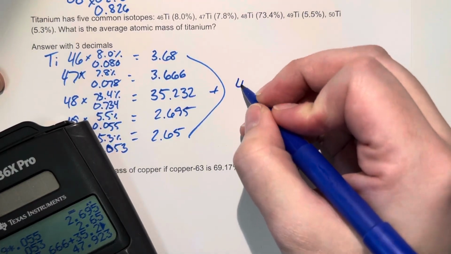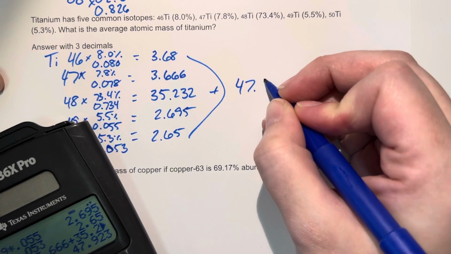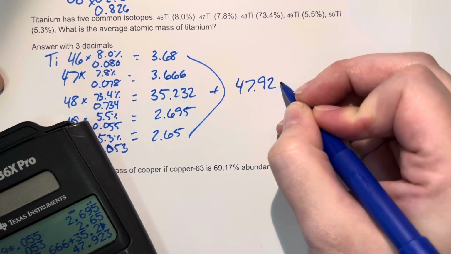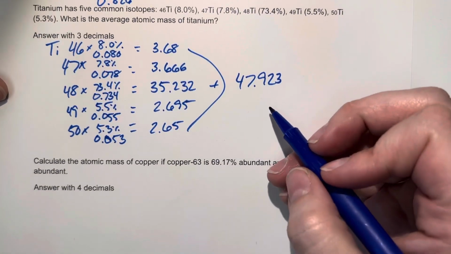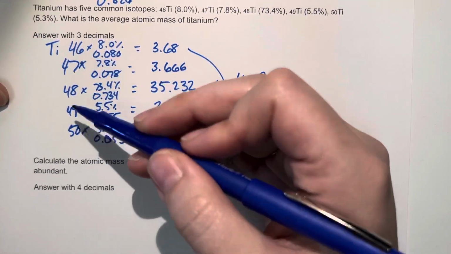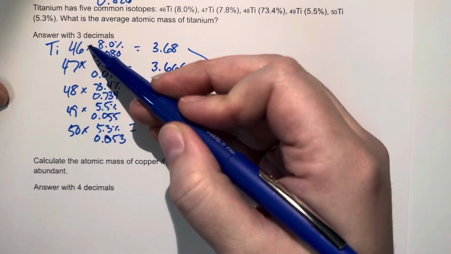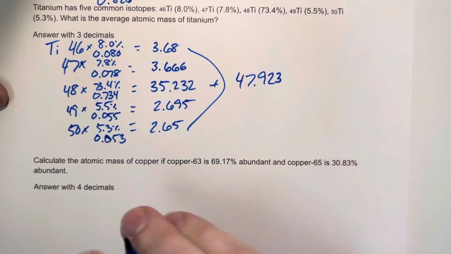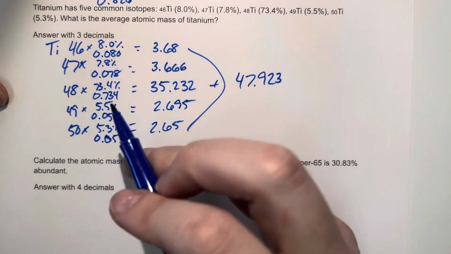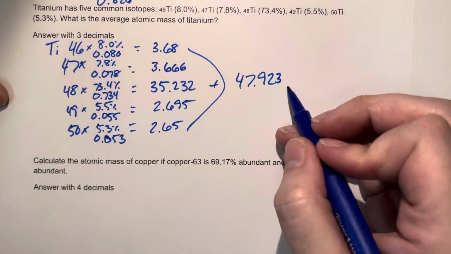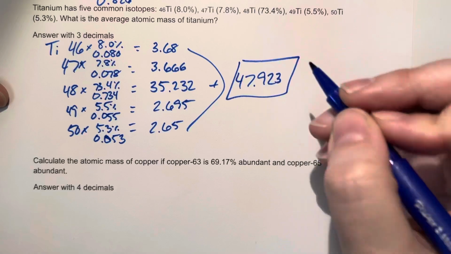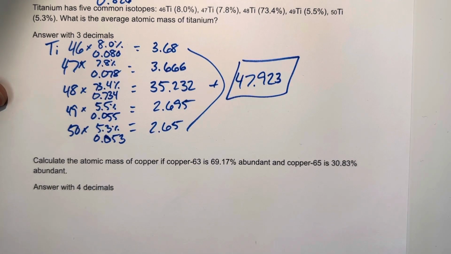And that gives me a mass of 47.923. Checking to make sure that this makes sense, this should be between my highest and lowest isotope. My highest is 50, my lowest is 46. 47.9 is definitely in the middle there. And then I need to answer with 3 decimals. This already has 3 decimals, so this is my final boxed answer.